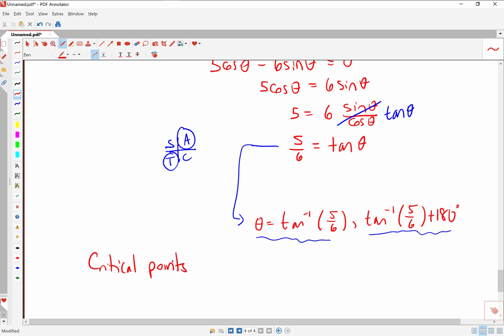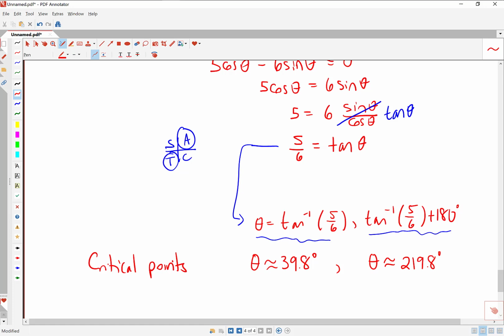and these are possible relative maximums. Your critical points are not guaranteed to be relative maximums. They could be a relative minimum, or they could be just a point that falls into neither category. So our two critical points come out to about 39.8 degrees, and the other one is exactly 180 degrees bigger than that, so 219.8 degrees.